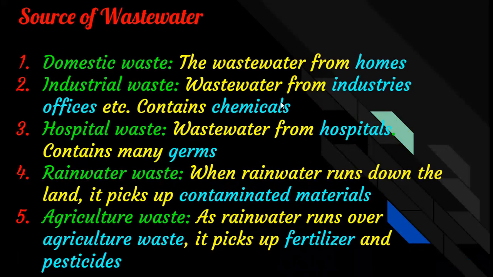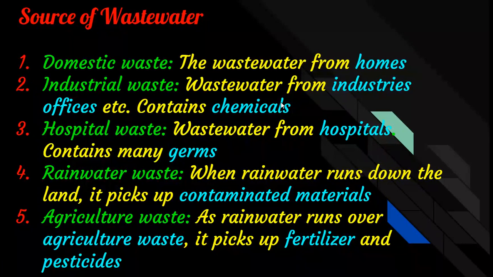Industrial waste. Wastewater is also generated in industries, offices, factories, etc. Industrial wastewater contains poisonous chemicals and metals like lead and mercury. The Pollution Control Board specifies the amount of contamination that is allowed before it is discharged into a stream or river. Hospital waste. Wastewater from hospitals may contain several types of disease-causing germs like diarrhea and typhoid-causing germs.